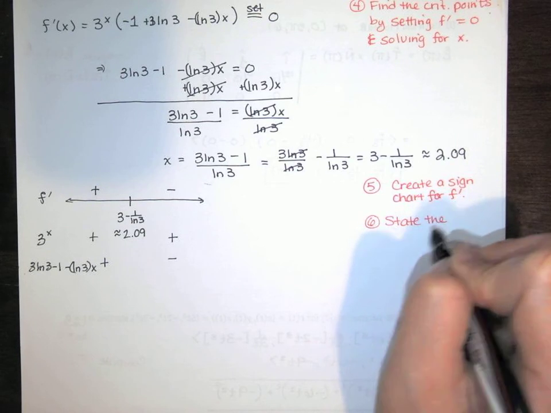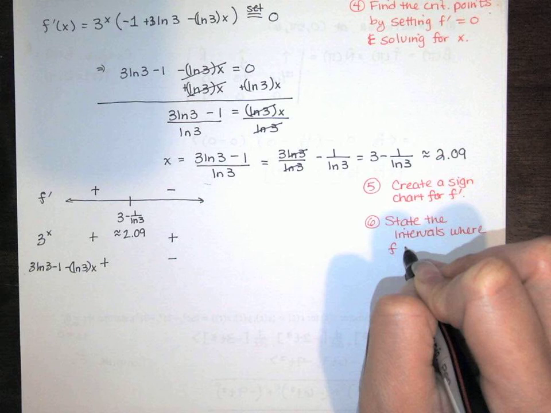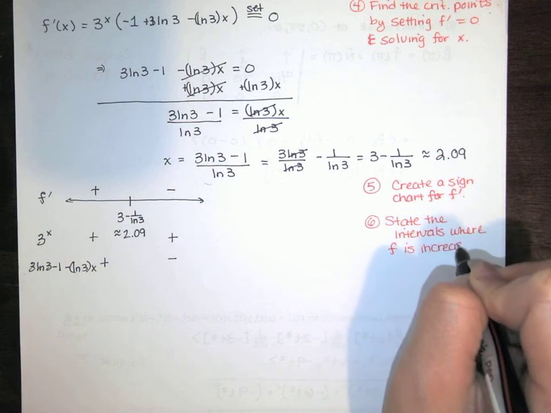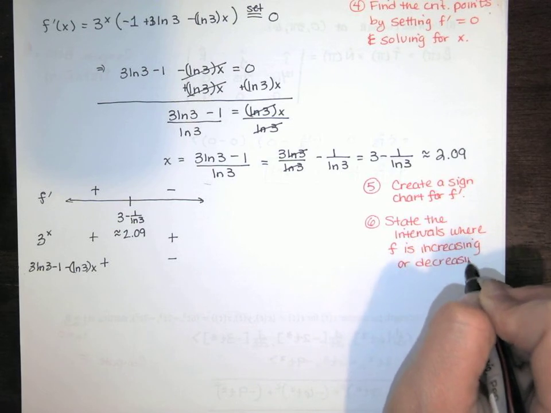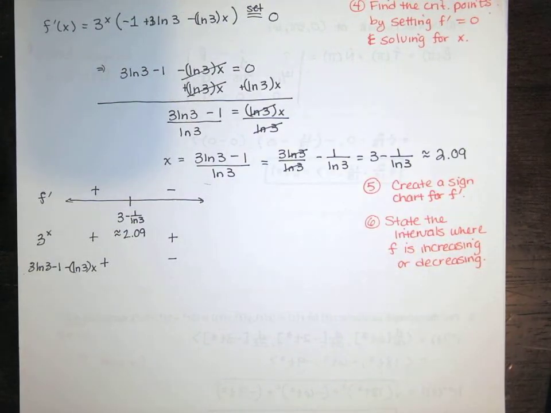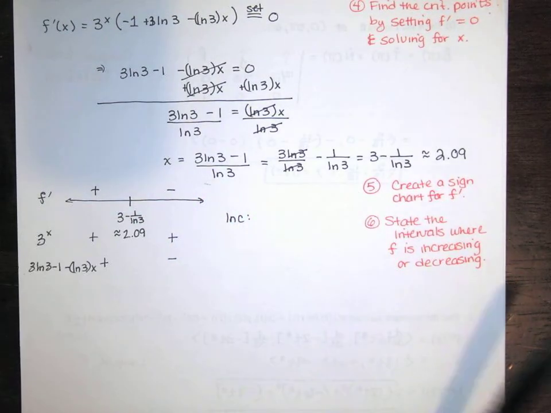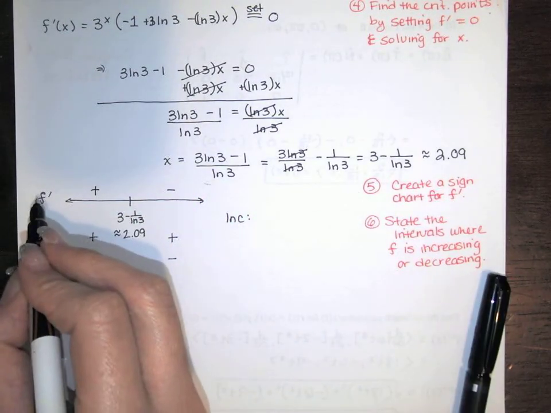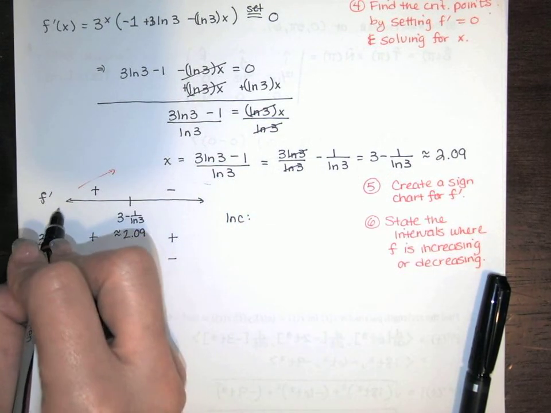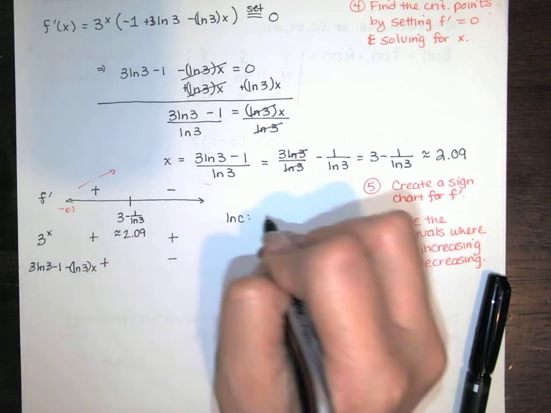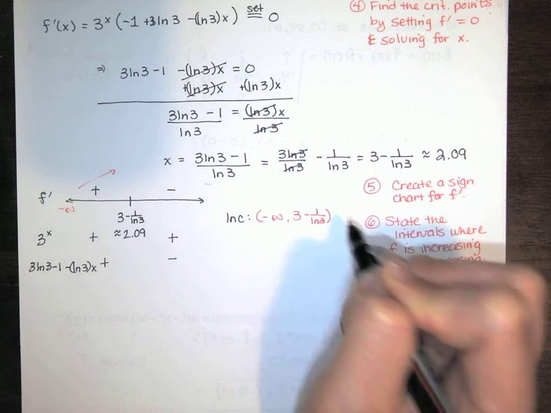So let's state the intervals where f is increasing or decreasing. So the function is increasing where f prime is positive. So when the first derivative is positive, the graph is going up. So that is on the interval from negative infinity to 3 minus natural log of 3. Or 1 over natural log of 3, sorry.